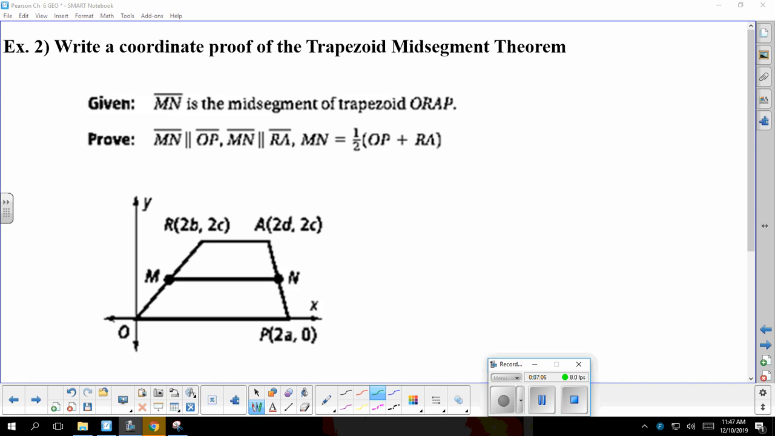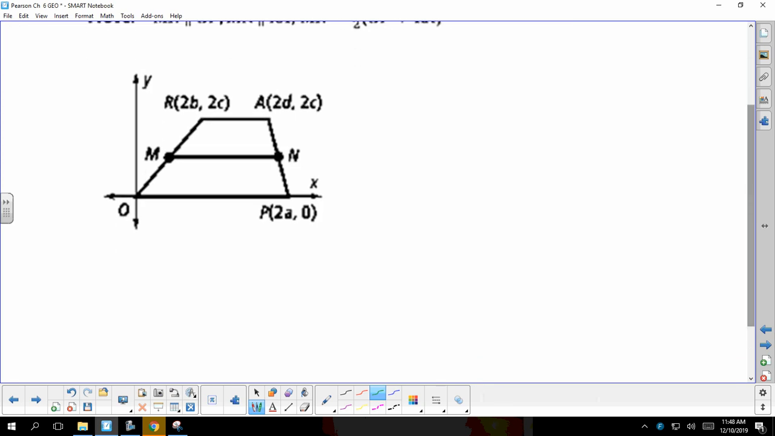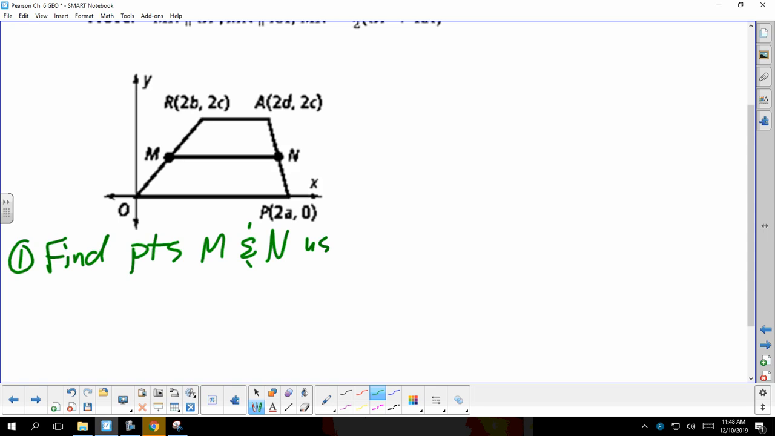All right, you might want to write a little bit small for this one. We're going to prove the trapezoid mid-segment theorem. That if we have a mid-segment that connects the midpoints of the legs of our trapezoid, it's parallel to the top and bottom, and it's half as long as the sum of the top and bottom. All right, so the very first thing we need to do is find points M and N using our midpoint formula.